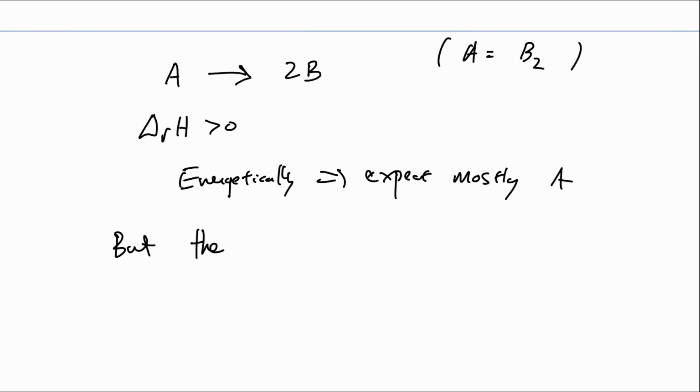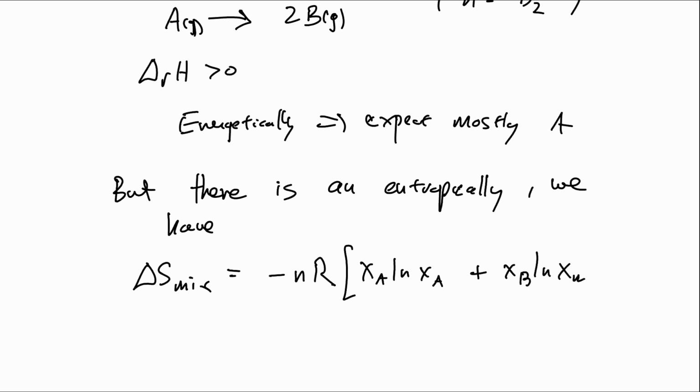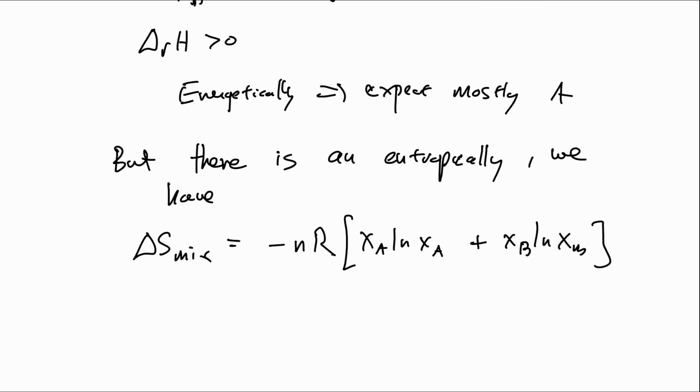But there is an entropy, and let's say these are gases. We have this delta S of mixing, right, which is minus NR times x sub A log x sub A plus x sub B log x sub B. And you know x sub A plus x sub B equals 1.